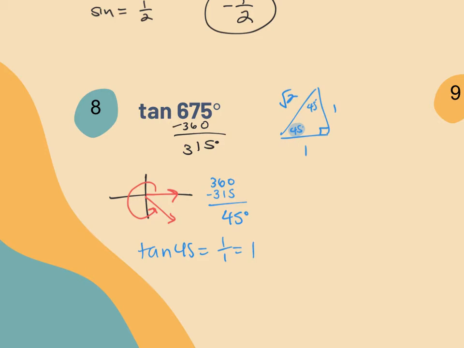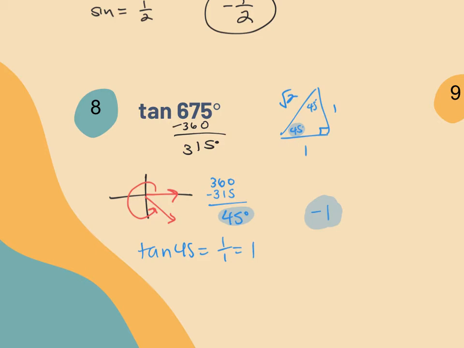Quadrant 4. What's the sign on tangent in quadrant 4? Negative. So my answer here is negative 1. How did you choose the 45, 45, 90? Because my reference angle is 45. So once I got a coterminal that was in my 0 to 360, I find the reference angle, and that tells me which of the special right triangles to use.